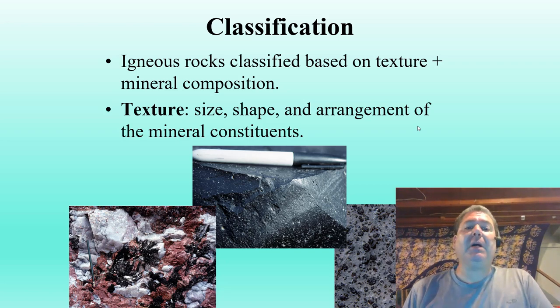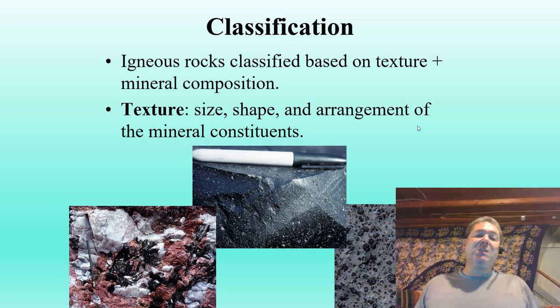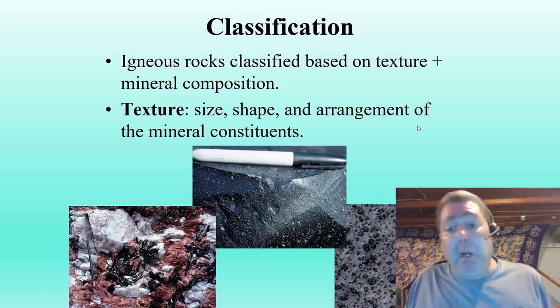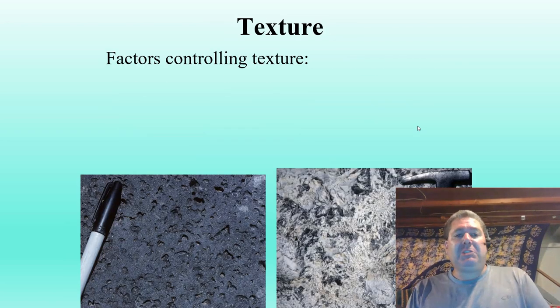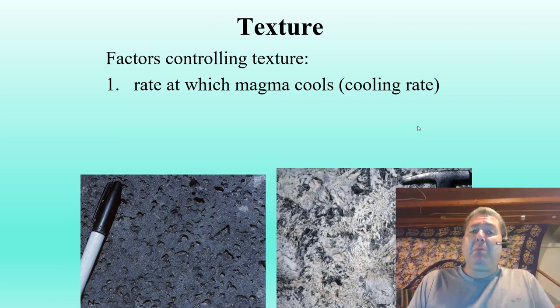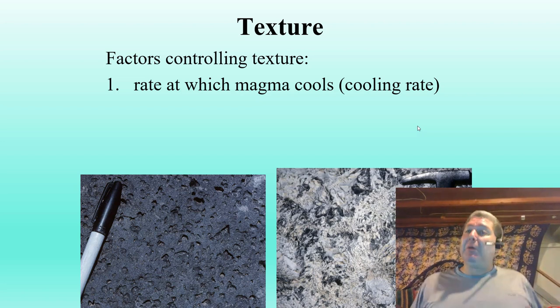So, texture. When we're talking about that, we're talking about the size, the shape, and the arrangements of the mineral constituents in that rock, or the lack thereof. So, what factors control texture? The number one factor is of course the rate at which the magma cools.